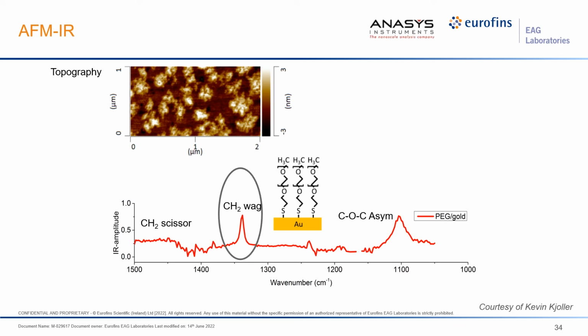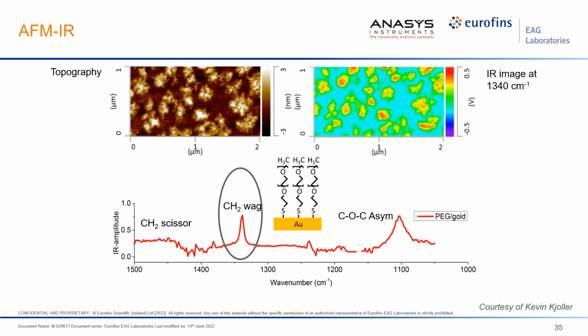The CH2 wag region at 1345 inverse centimeters can be extracted at each and every individual pixel, and the regions are then plotted. This gives you a very high spatial resolution image in a very shallow surface depth compared to conventional IR spectroscopy.